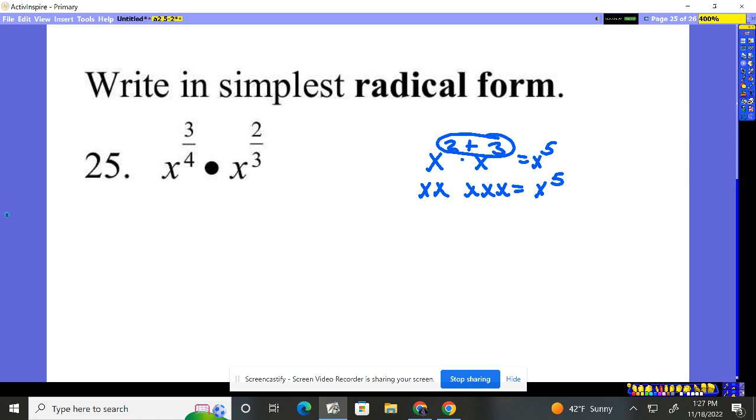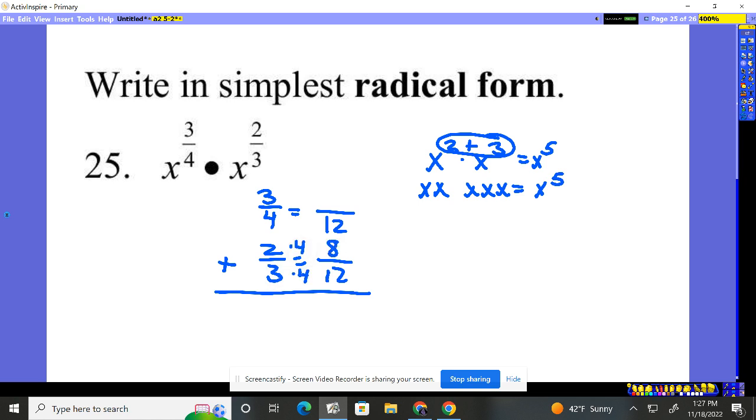So what we have to do here is we need to add these exponents. So we have to add 3/4 and 2/3. Well, to add fractions, you got to get a common denominator, a number they both can go into, which in this case happens to be 12. What did I do to this 3 right here to get the 12? I multiplied by 4, so I have to multiply the top by 4. So it gives me 8/12.